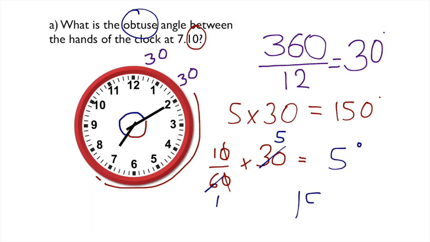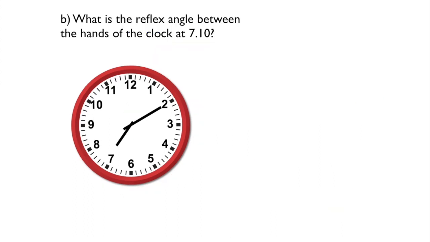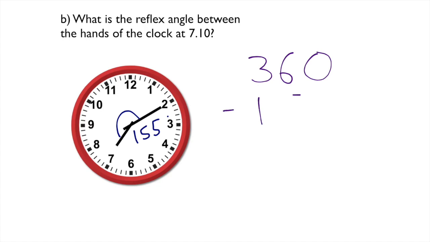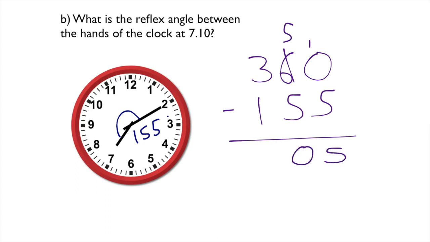Now moving on to part B, because we have found one side of the angle, the obtuse angle in that case, it's a lot easier now to find the reflex angle, the other side. And we know that the whole circle must add up to 360. So if you find one side, all you need to do is take that number away from 360 to find this other side. So we can work out 360, take away 155, and that equals 205 degrees. And now you can use this method to have a go at the questions below.